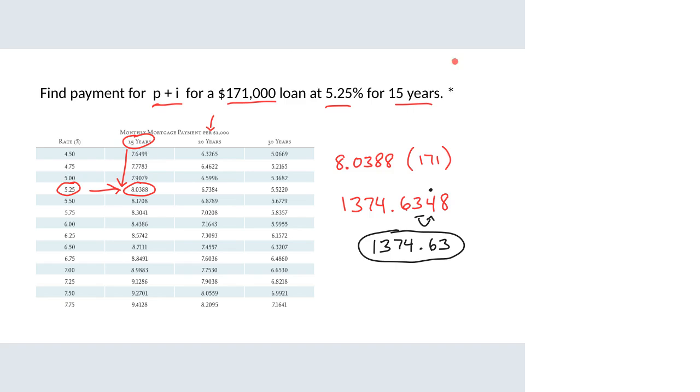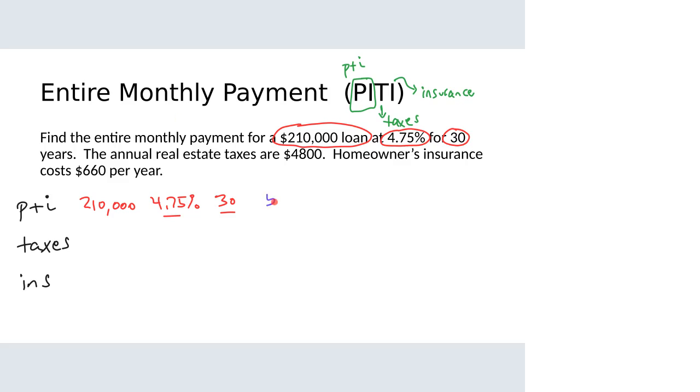So we'll go back and we'll have 4.75%, 30 years. So the number that we're looking at is 5.2165. Let me know if you aren't sure where that number came from or how we got it. So we'll take that 5.2165 and we'll multiply it by how many thousands did we borrow? Well, we borrowed 210,000s. And so for principal and interest, 5.2165 times 210 is 1095.465. We won't do any rounding till we get to the very end, so we'll keep all of that for now.